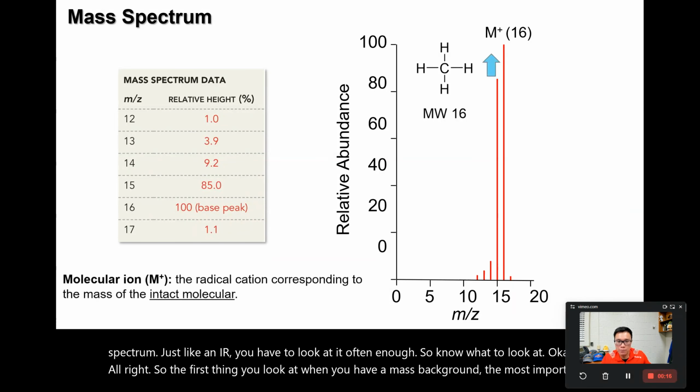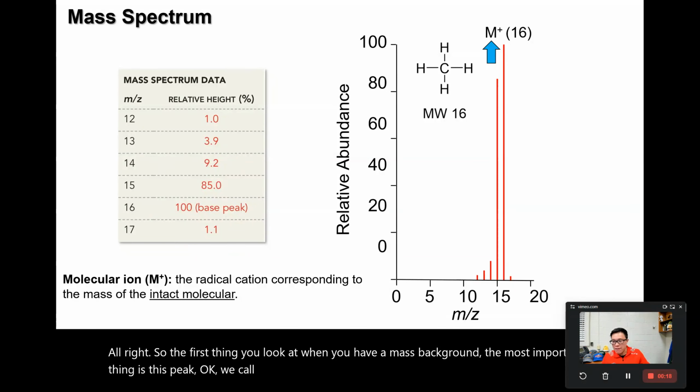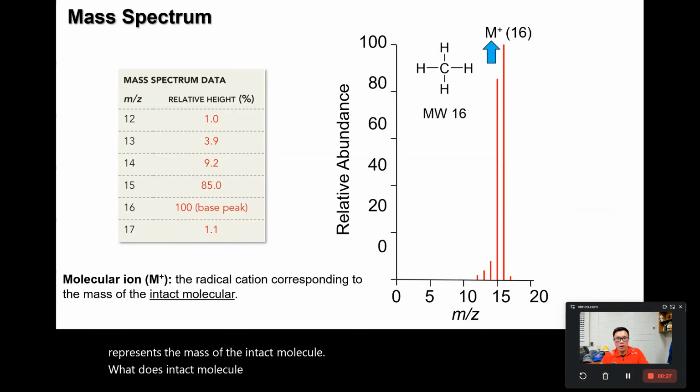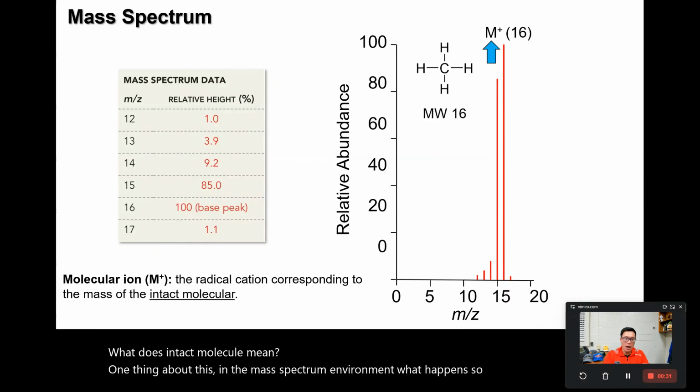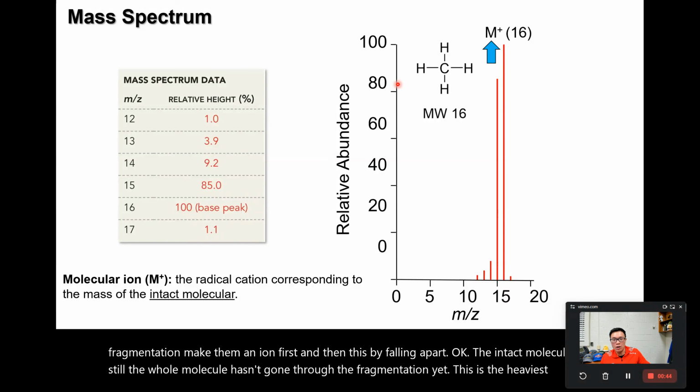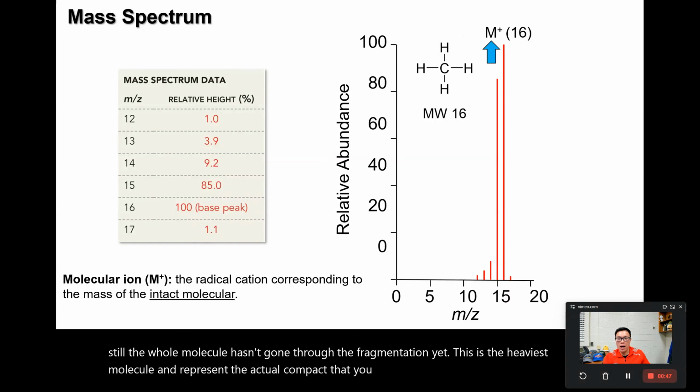is this peak. We call it the M plus peak, which stands for molecular ion peak. This peak represents the mass of the intact molecule. What does intact molecule mean? Well, think about this. In the mass spectrometer, what happens? Ionization and then fragmentation: make them an ion first, and then they start falling apart. The intact molecule is still the whole molecule, hasn't gone through fragmentation yet. This is the heaviest species and represents the actual compound that you add into the instrument.